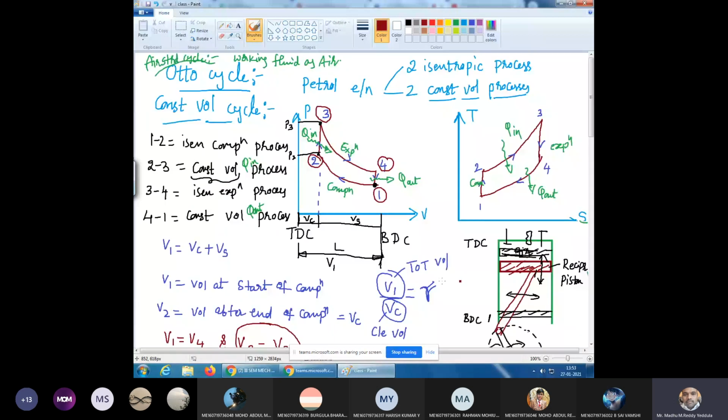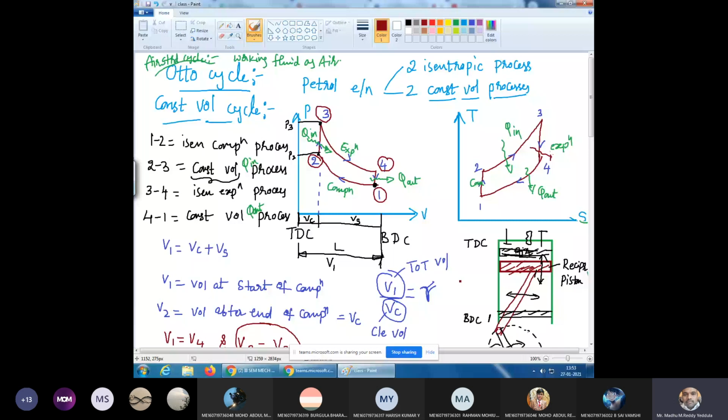Okay. Now, during the expansion process, right? So 3 to 4, this is the expansion process. During the expansion process, the piston is moving from TDC to BDC, right? Now, this is my power stroke. So now we can say the work is done by the system. During the expansion process, work is done by the system. We can say this is the work out.